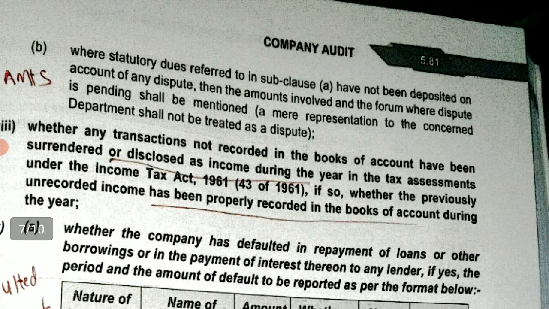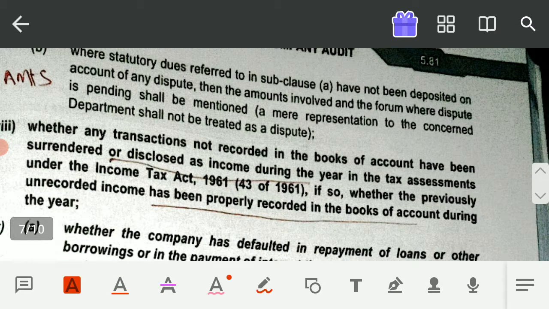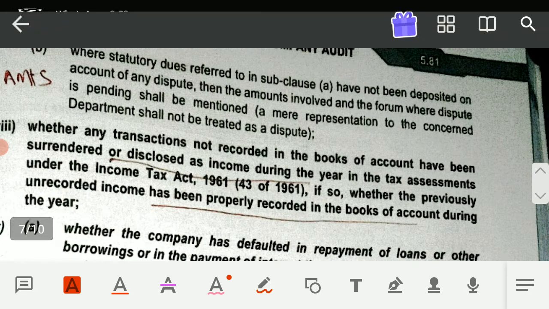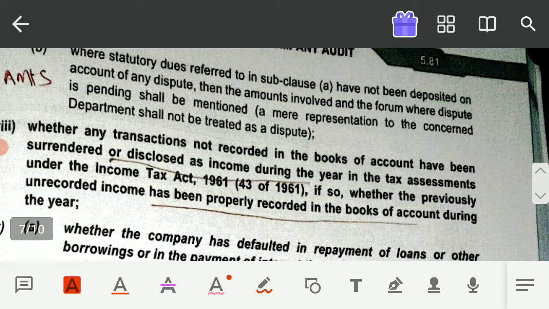And where statutory dues referred to in subclause A have not been deposited on account of any dispute, then the amounts involved and the forum where the dispute is pending shall be mentioned. A mere representation to the concerned department should not be treated as a dispute. So they are saying that if there is any mere representation to the concerned department, then it will not be a part of dispute. But if there is any dispute, then you have to mention the amount and the forum. Suppose it is a dispute about GST, so the authority will be GST. If it is about income tax, then the income tax authority will be there. So accordingly you have to report.